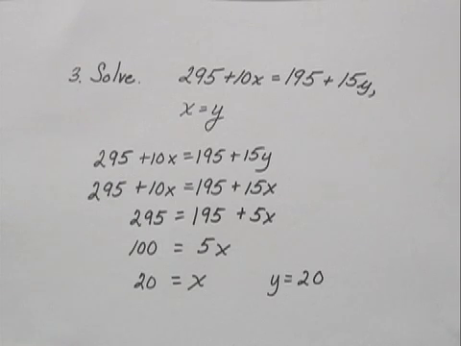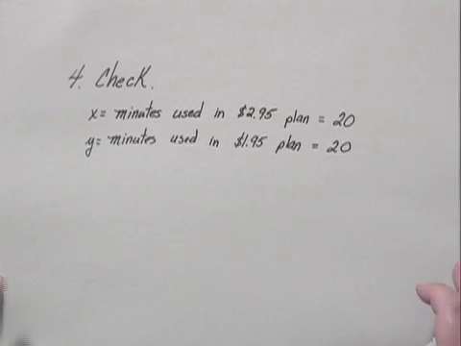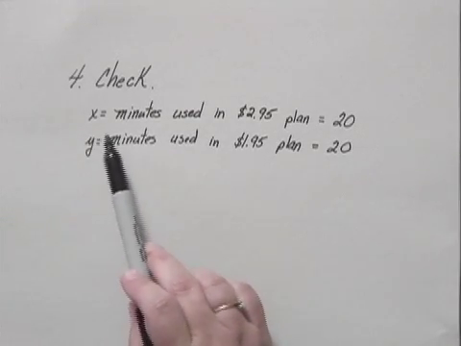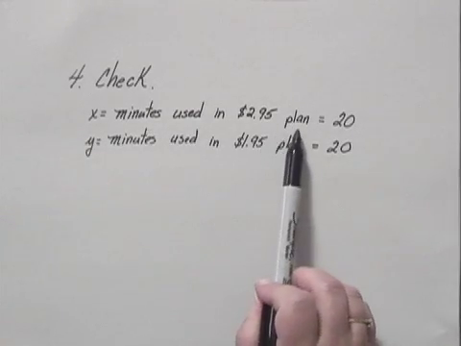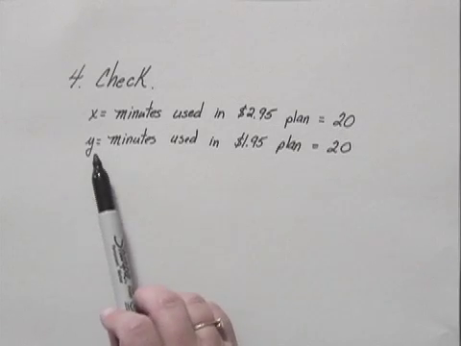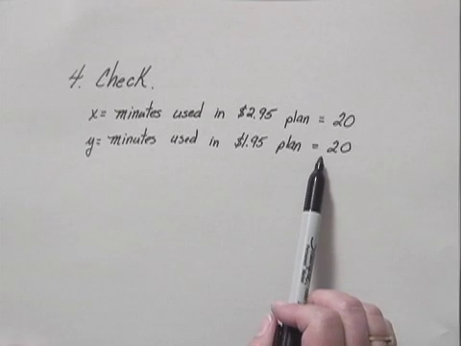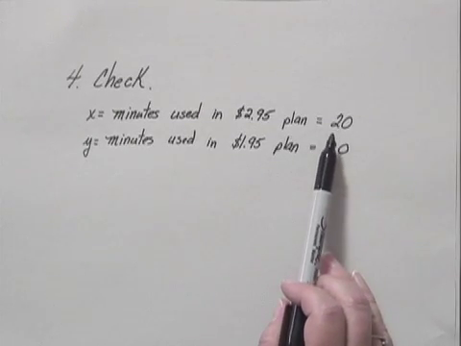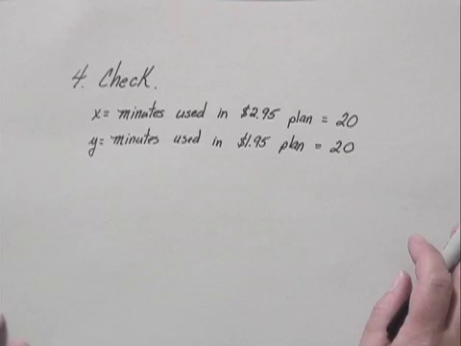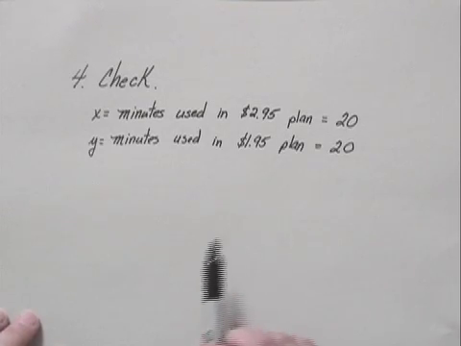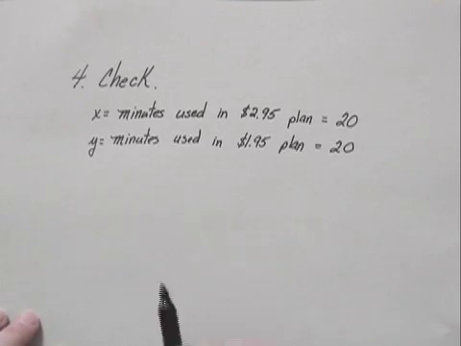So I'm moving next to step 4 to check, and I'm checking these numbers. X, which is the minutes used in the $2.95 plan, 20. Y, the minutes used in the $1.95 plan, 20. Well, I can see that the minutes are the same. Let's check the cost of these. And let's do it in dollars just to be a little bit different and to check our work a slightly different way.